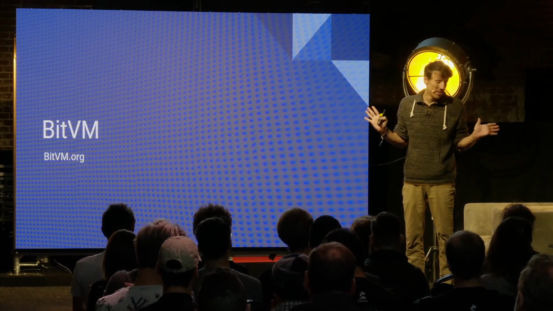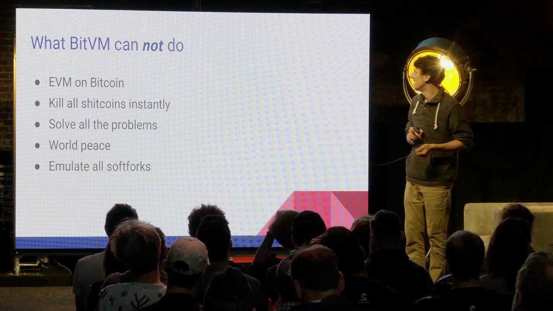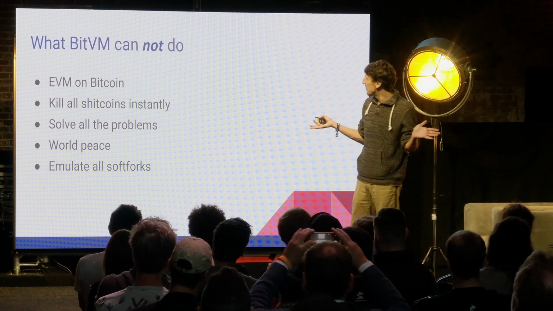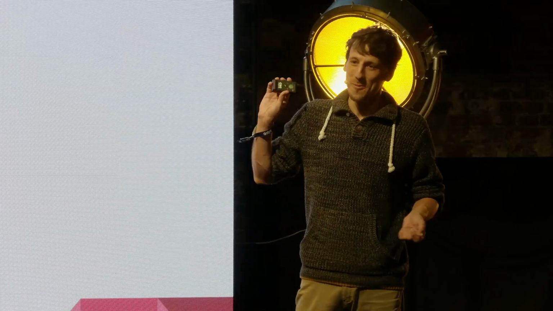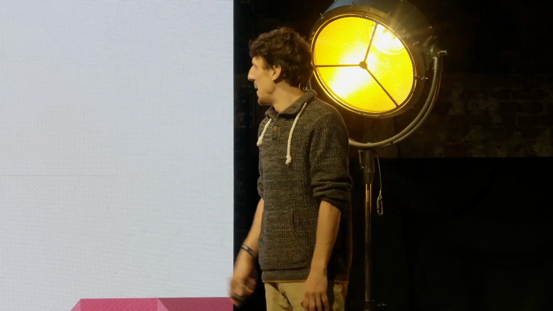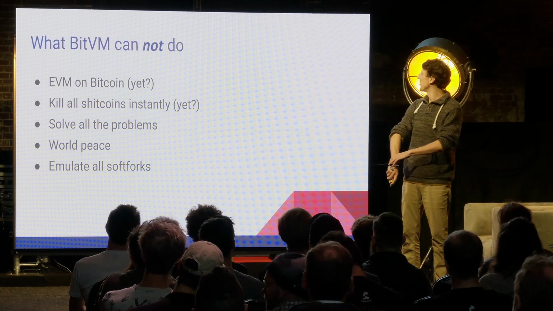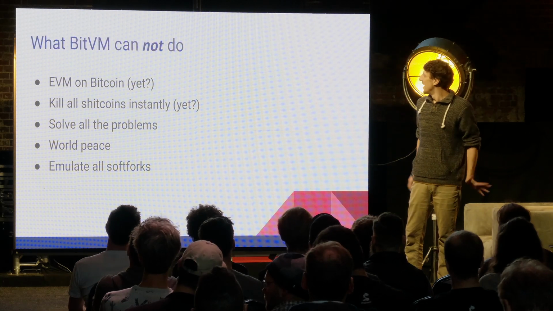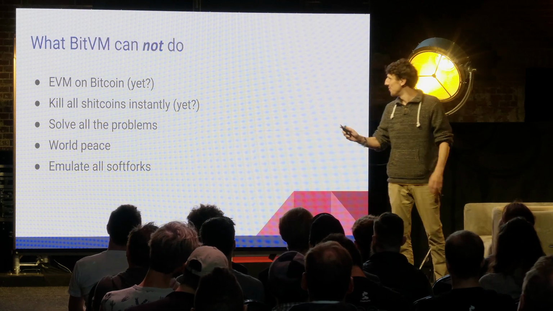First of all, I admit it is a bit overhyped. We have to talk first about what it cannot do. We cannot have just an EVM on Bitcoin. We cannot instantly kill all shitcoins, unfortunately. We cannot solve all the problems. We will not have world peace immediately. And we unfortunately cannot emulate all soft forks automatically. But maybe it's just a research problem. Maybe at some point we can finally have our EVM on Bitcoin and kill our shitcoins instantly. Not sure yet, but maybe. But I'm not claiming that it's possible.